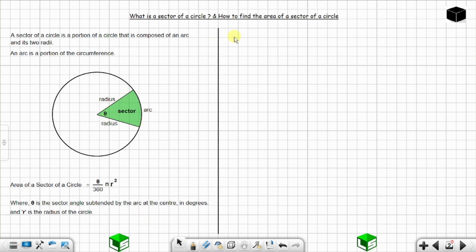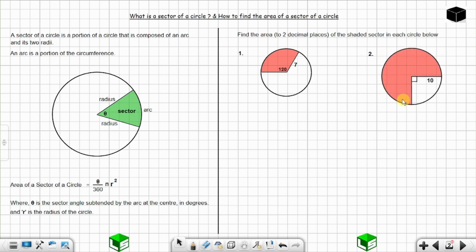Find the area to two decimal places of the shaded sector in each circle below. You have example number 1, you have this sector, example number 2, you have this sector, and example number 3, you have this sector. Now let's find the area of the shaded sector in each circle. Let's start with example number 1.